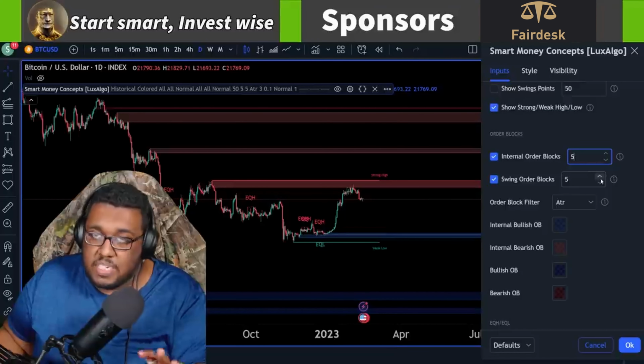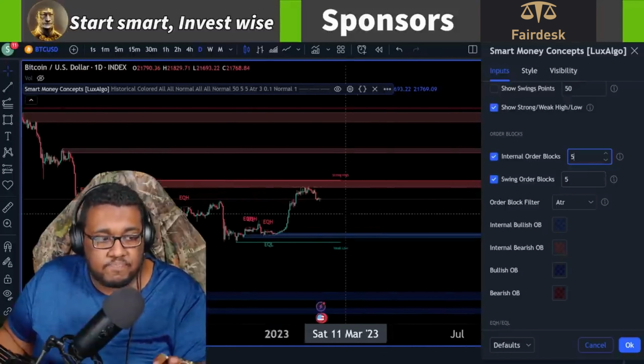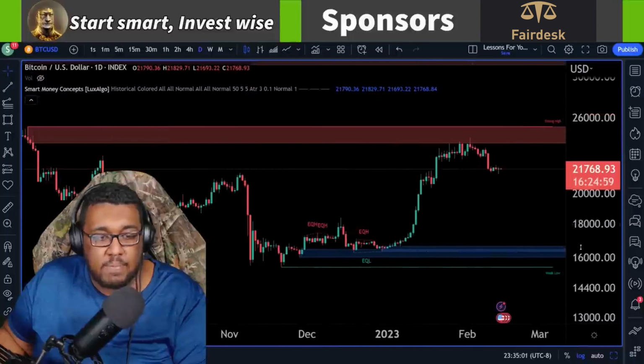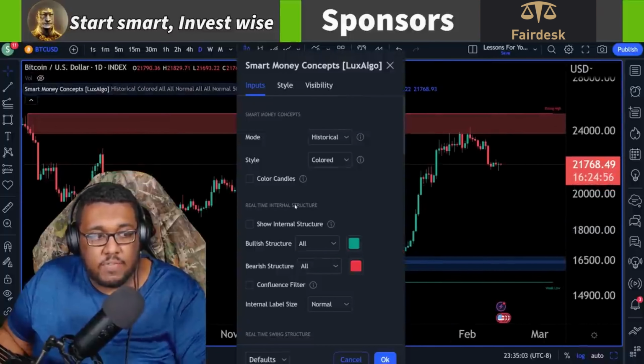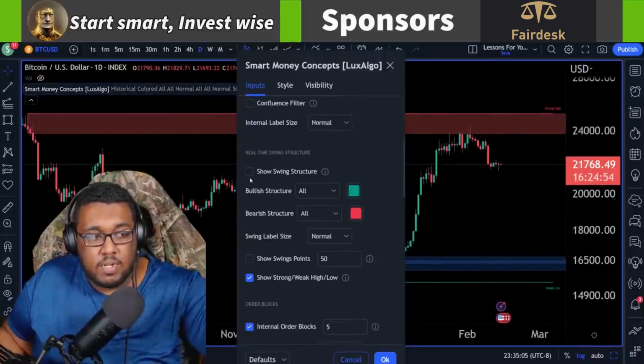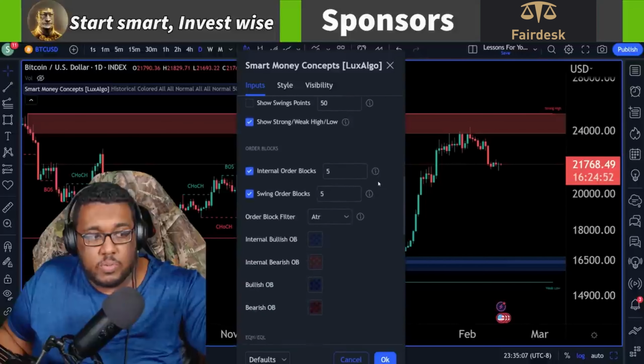Now, swing order, same concept here. Don't have to worry about it. We're going to zoom back in here bit by bit, and I'm going to turn on all the stuff I just had off here a few seconds ago. Internal structure back on, and show swing structure back on as well.